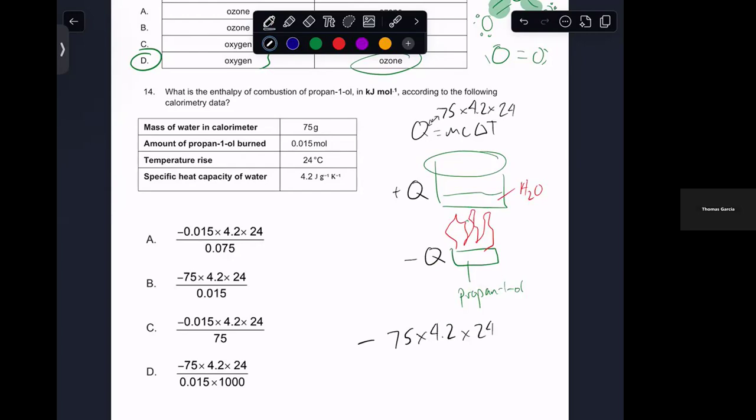That is the amount of joules. But we want kilojoules, so we have to divide by 1,000. That's going to turn it into kilojoules. We also have to divide by the moles. So if we want per mole, I'll write that in green, then we have to also divide by our moles, 0.015. So this is the answer we're looking for.